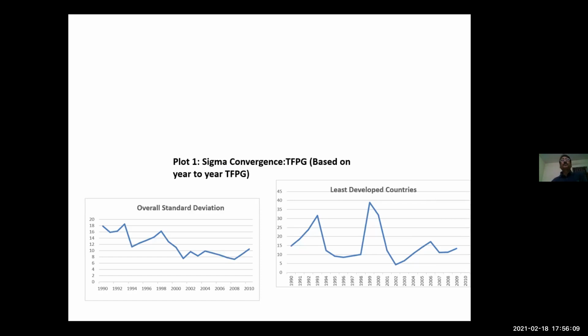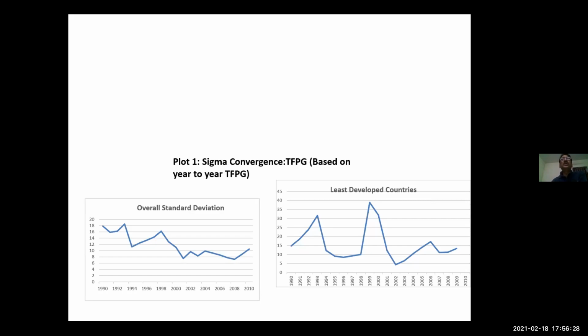So here, we are trying to consider the annual TFPG growth rates, based on year-to-year TFPG estimates. And then we are trying to see if there is any convergence that is taking place.